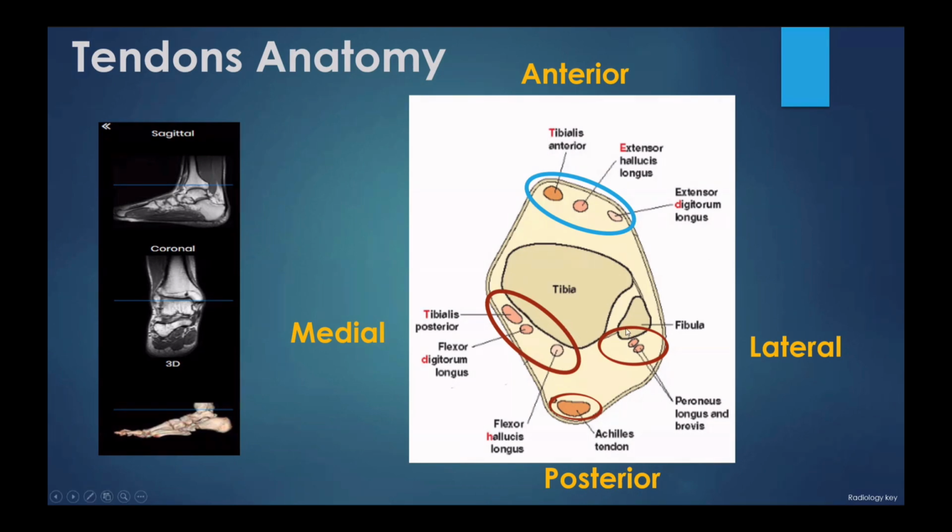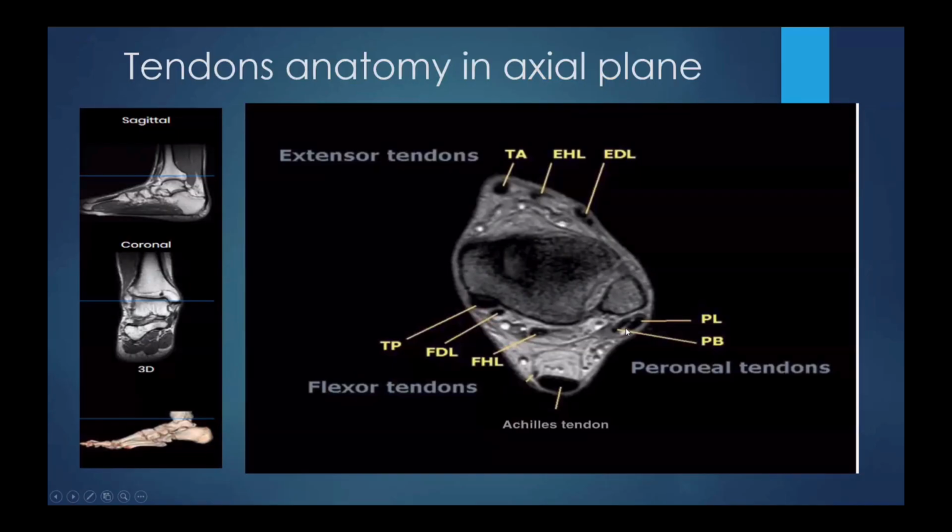The tendons generally have similar size throughout their course, but it might change in caliber in different locations when it divides or branches, or when it passes through a groove, or at the site of ossification. This is exactly the same MRI cut like the diagram shown earlier, showing extensor tendon anteriorly, flexor tendon medially or posteromedially, peroneal tendons laterally, and Achilles tendon posteriorly.